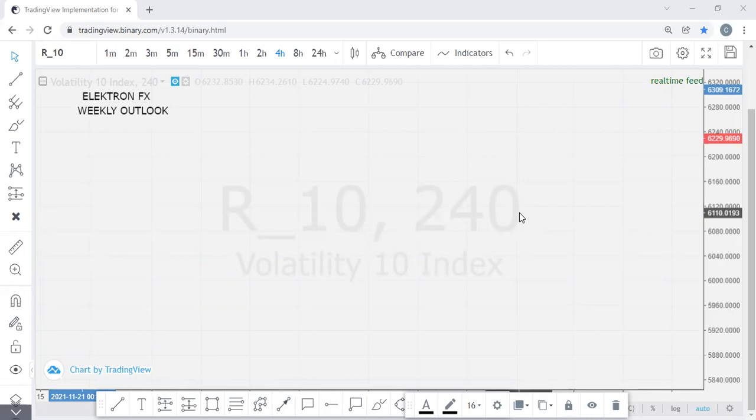This is our weekly outlook. This is an opportunity for us to maximize the synthetic market. This is a time in which we look at potential trading opportunities we can maximize to make money. The goal of trading is to make money, and that's what we are going to do. All right, so let's look at the assets.